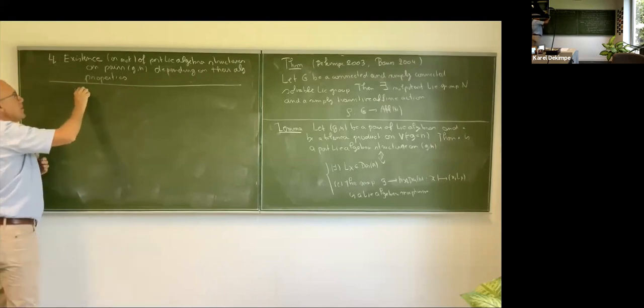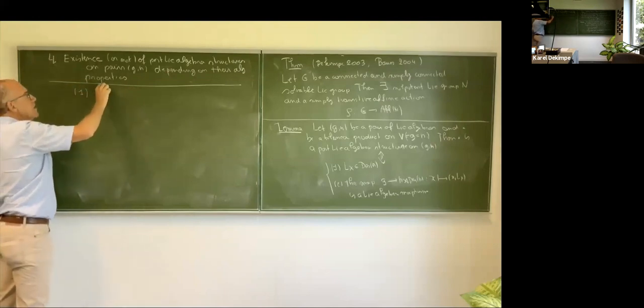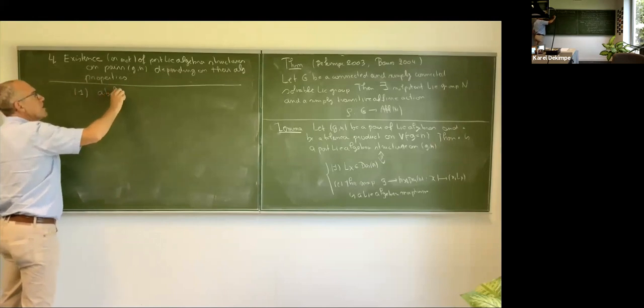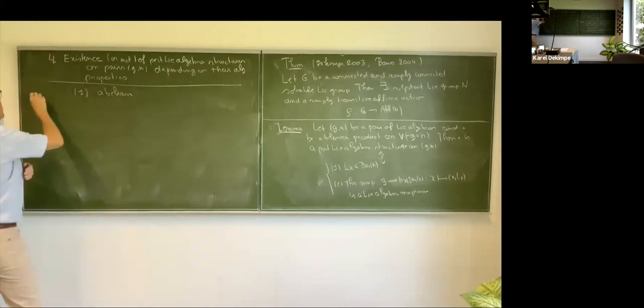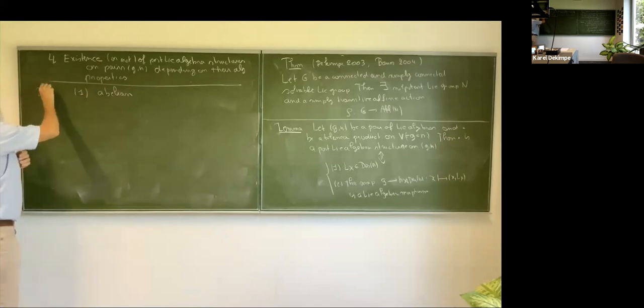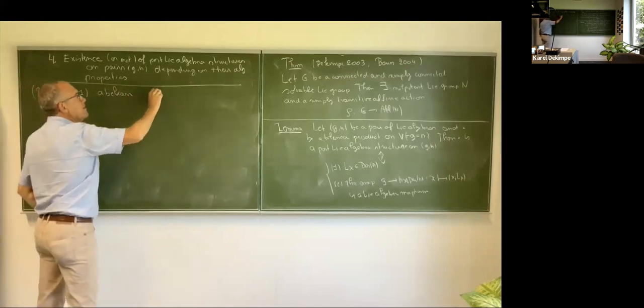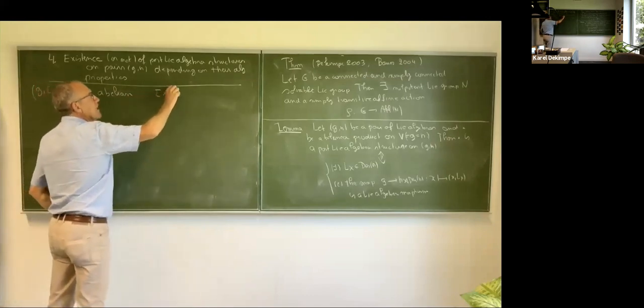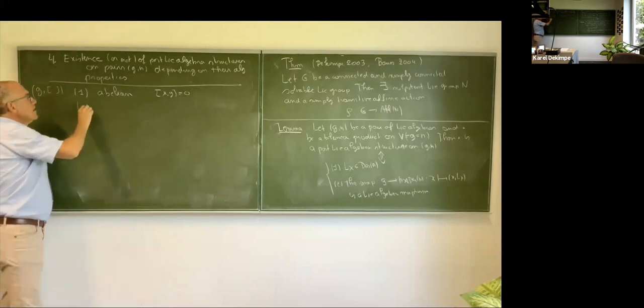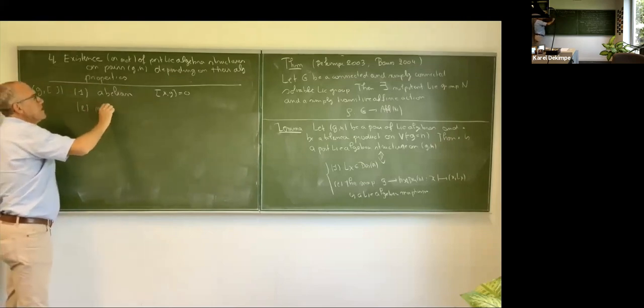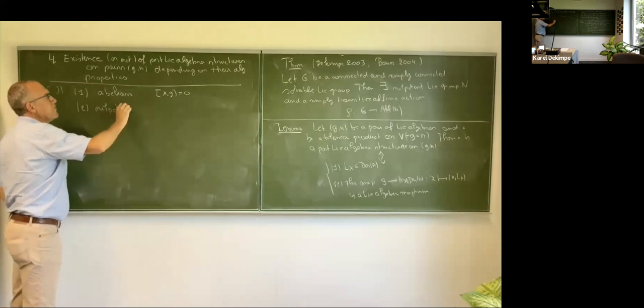The first one I have already more or less used, the property abelian. So if you have a Lie algebra, we always talk about Lie algebra g. Then of course, being abelian means that [x,y] equals 0. The second property that I will consider is the property of being nilpotent.